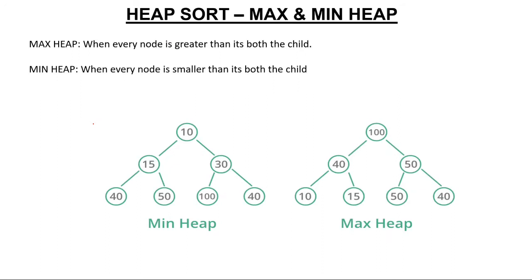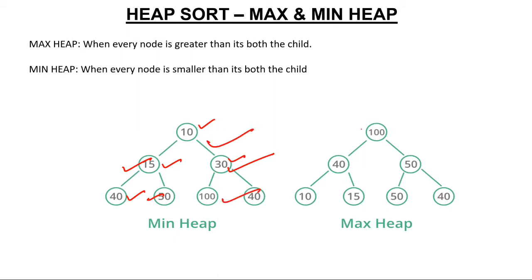Now, what is max heap and min heap? We have already discussed what a min heap is. If you consider any node, that node should be less than both its children. If you consider this node, is it less than both children? Yes. And this node? Yes. So this is a min heap.